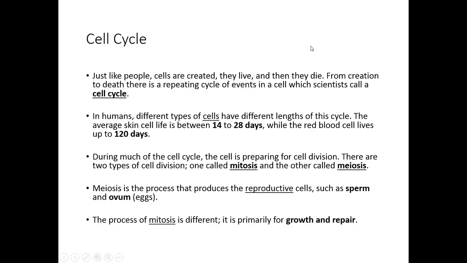Okay, and so the cell cycle, we've got to mention this a little bit here, and we'll get more into detail in the next presentation. But here we go. Just like people, cells are created, they live, they die. From the time they're created to the time they die, we call that the cell cycle. In humans, different kinds of cells have different timelines. The average cell is 14 to 28 days, so 2 to 4 weeks. Now we have some that are a lot quicker, and we have some that are a lot slower. In fact, red blood cells, it says here, 120 days. That's about 4 months.